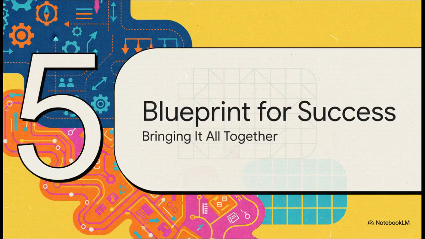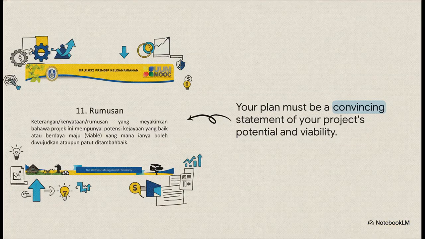Okay, so we've got these two powerhouse tools, right? The detailed blueprint and the agile map. So let's bring it all together. How do these documents actually lay the groundwork and set you up for success? When you get right down to it, it doesn't matter if you're writing a 50-page document or filling out a one-page canvas. The goal is exactly the same. It's all about building a knockout case, a powerful, convincing statement that your project isn't just a cool idea, it's viable, and it has a real, undeniable potential to succeed.